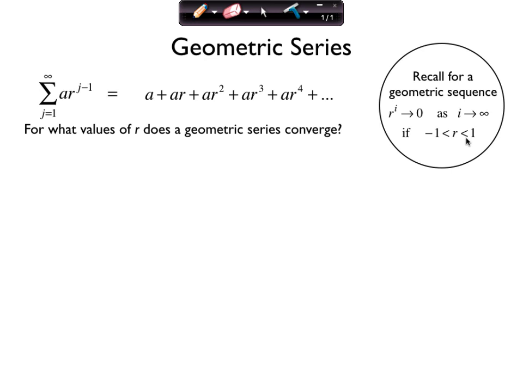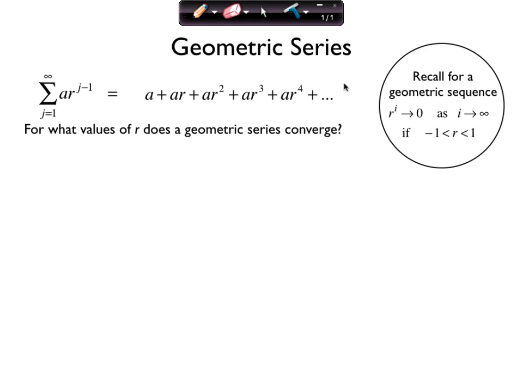So by the divergence theorem, we know for sure if r is outside of this range, and the sequence doesn't converge, then what about the series? Has to diverge, right? The only possible way that the series could converge is if what? The sequence goes to 0. So our candidates or our possible r values for which the series could converge is going to be these r values for which the sequence converges to 0. But is it guaranteed? It's not guaranteed. We have to do the math and figure out for which values of r does the series converge.